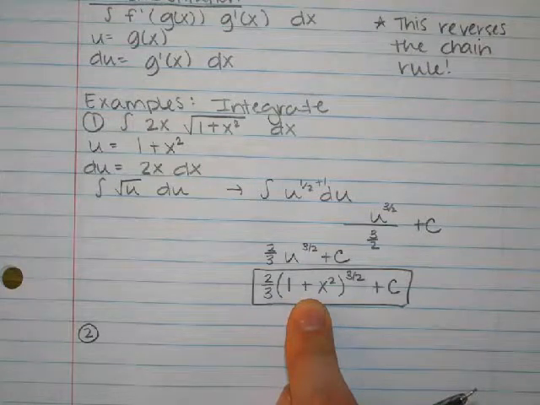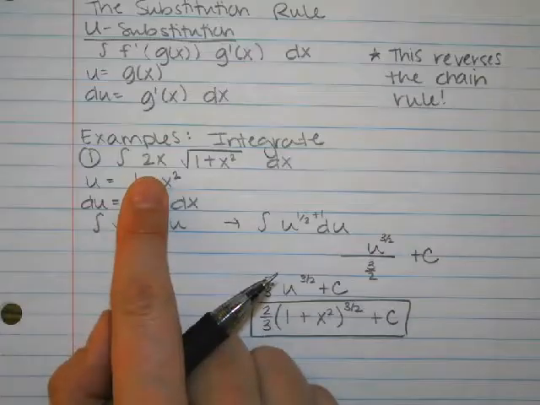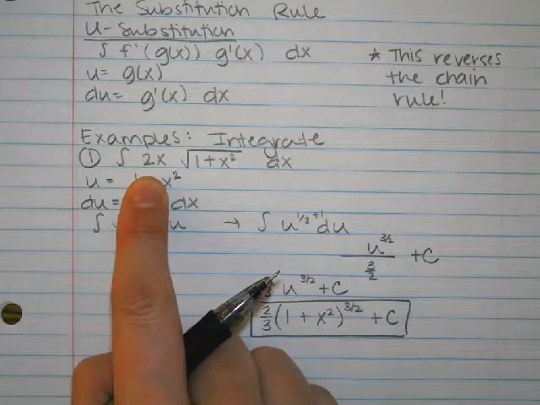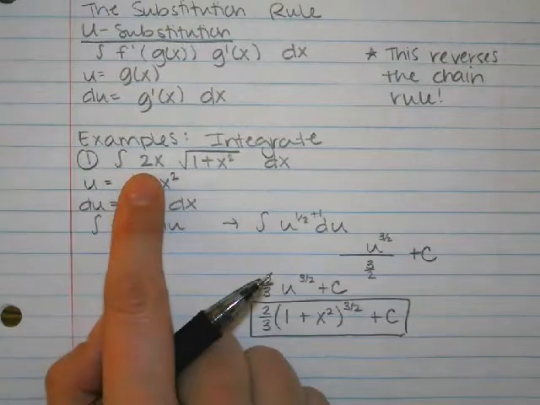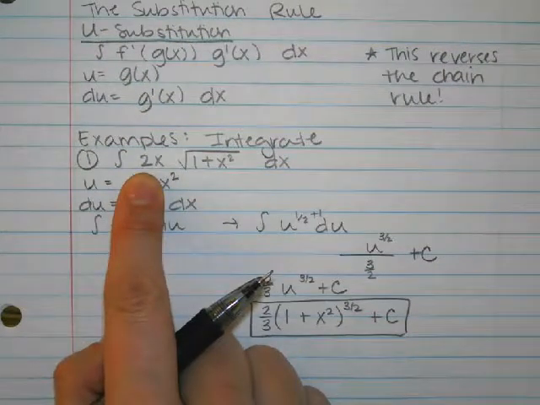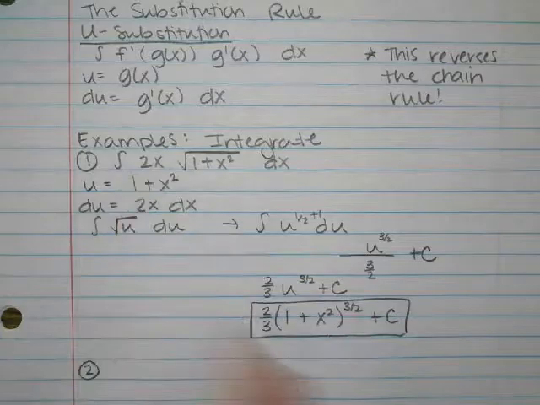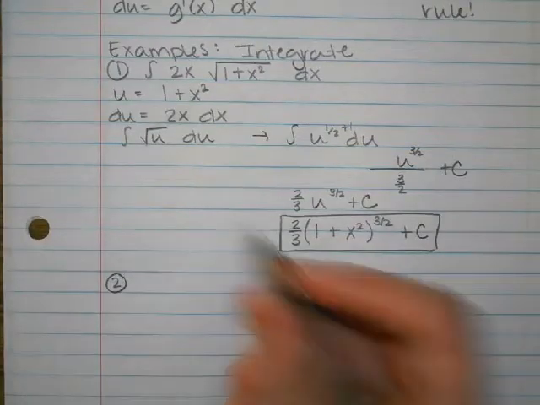So what we wanted to do is we know that we're not going to have an outside and an inside anymore like that, because we're undoing that chain rule process. And that's why we were able to get rid of that 2x, because we knew that was just part of the chain rule. We wanted to undo that.